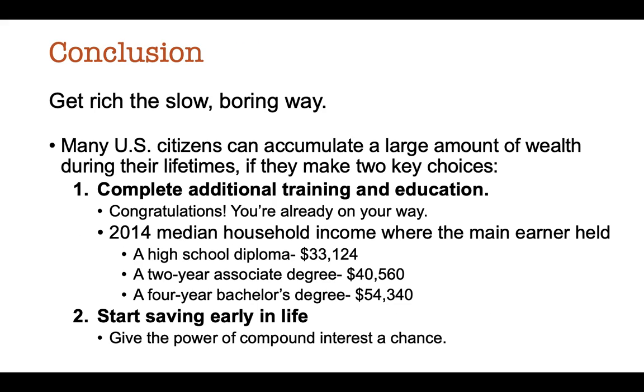Last, this is pretty much 2 steps you can take to get rich the slow and boring way. So your textbook says most people can accumulate a large amount of wealth over time if they make 2 key choices. 1 is to complete additional training and education. Hooray, you're in my economics class, so you've already made this decision. You're on your way. And second, to start early in life.